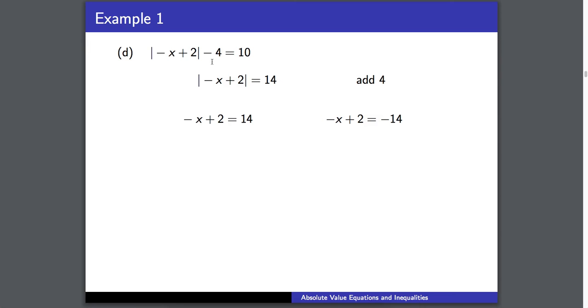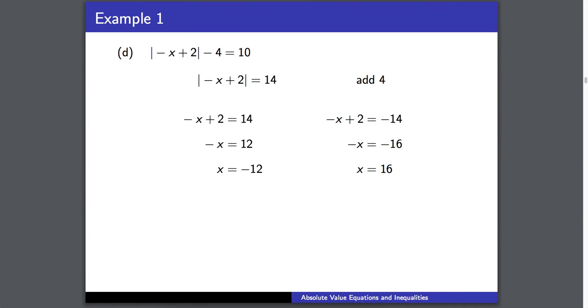So now we can separate it into two equations. We have negative x plus 2 equals 14, and we have negative x plus 2 equals negative 14. So subtracting 2 from both sides, our first equation gives us negative x equals 12. Our second equation gives us negative x equals negative 16. Then to get x by itself, just divide both sides by negative 1, and we get x equals negative 12 or x equals 16. And we can check these algebraically.